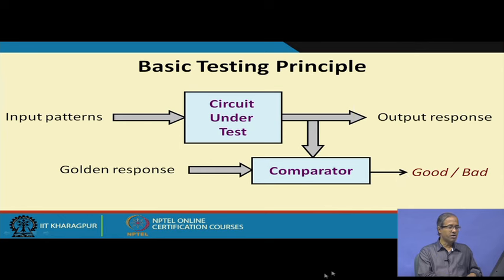So, this diagram gives you the overall testing principle. Given a circuit which you want to test, we have to apply some inputs, the outputs are coming, and we have to compare these outputs against some golden response. And after this comparison experiment is over, we can declare whether this circuit is probably good or it is definitely bad. Good we cannot say with 100% confidence, right.